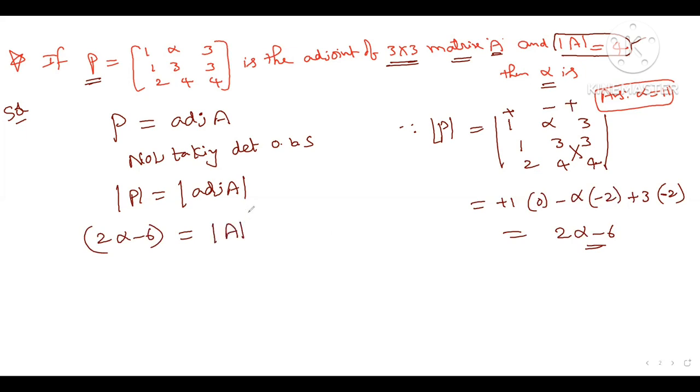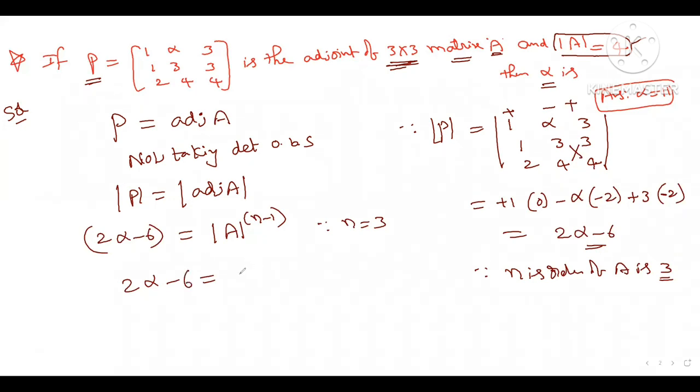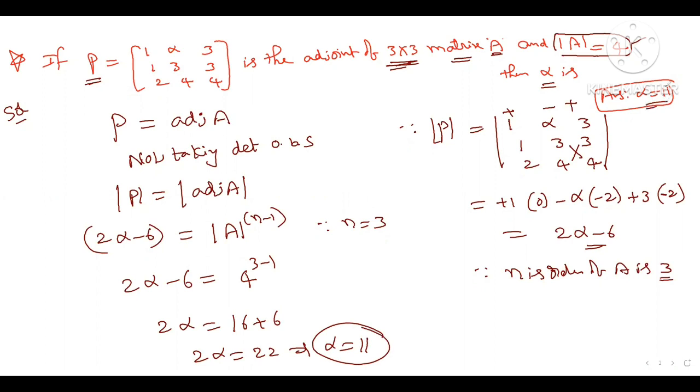We have one formula: determinant of A to the power n minus 1, where n is the order of the square matrix. Here the order of the square matrix is how much? 3. So place n as 3, n is equal to 3. That determinant of A value from the statement is 4. So 2 alpha minus 6 is equal to 4 to the power 3 minus 1. 2 alpha is equal to 4 square, 16, plus 6. 2 alpha is equal to 22. Alpha we get 11. What is the answer? 11 is the answer.